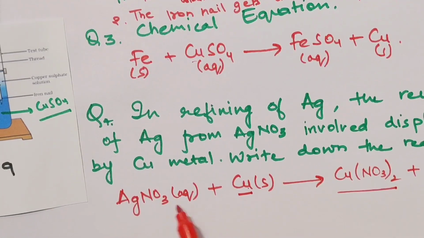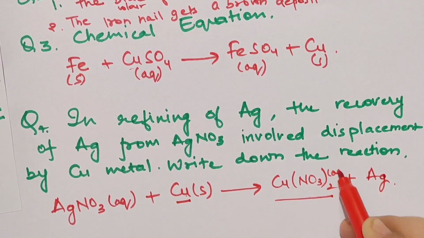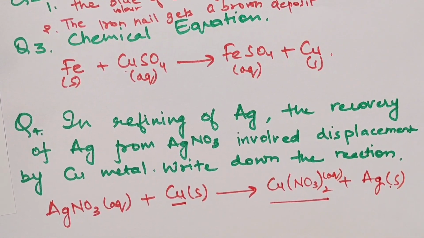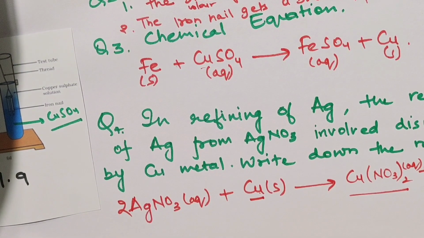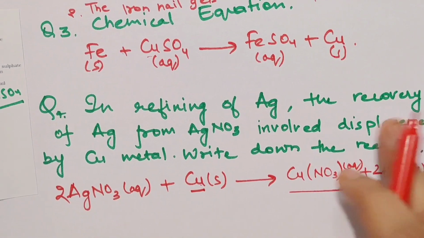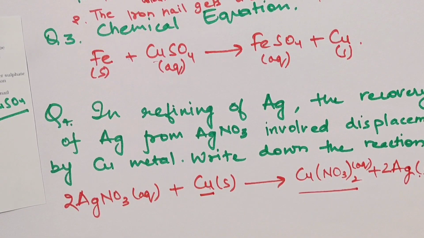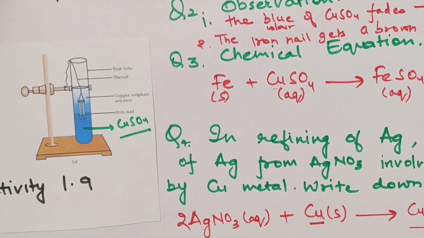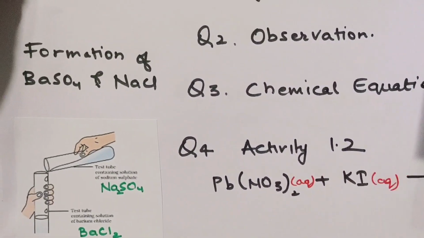Okay, this is aqueous, this is solid, this would be aqueous and this would be solid. Balancing would be required here, balanced. Okay, so that's all that can be asked from this topic, from this activity. Let's talk about the next one.